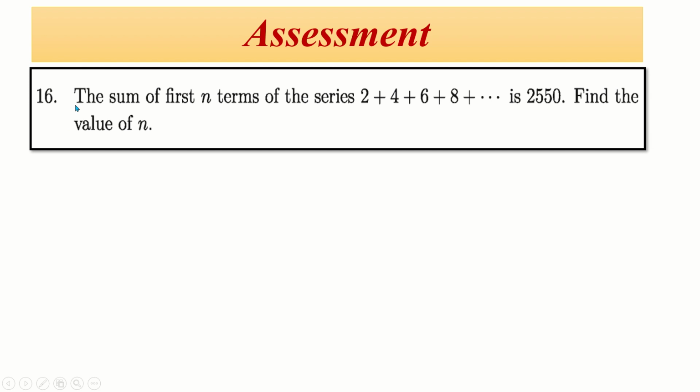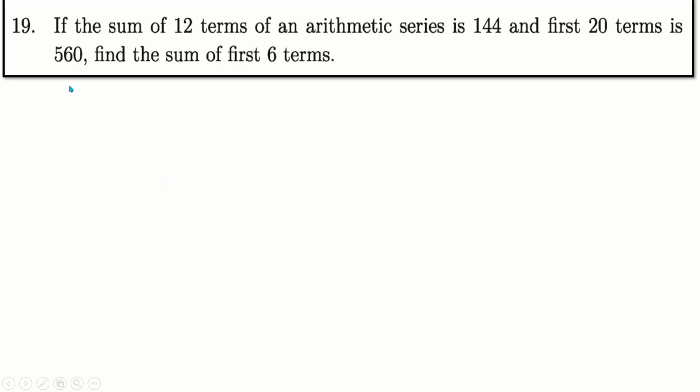Okay, here sum of first n terms is equal to 2550 of the series 2 plus 4 plus 6 plus 8. Find the value of n. Okay, same math. Problem number 19. If the sum of 12 terms of an arithmetic series is 144 and first 20 terms is 560, find the sum of first 6 terms.